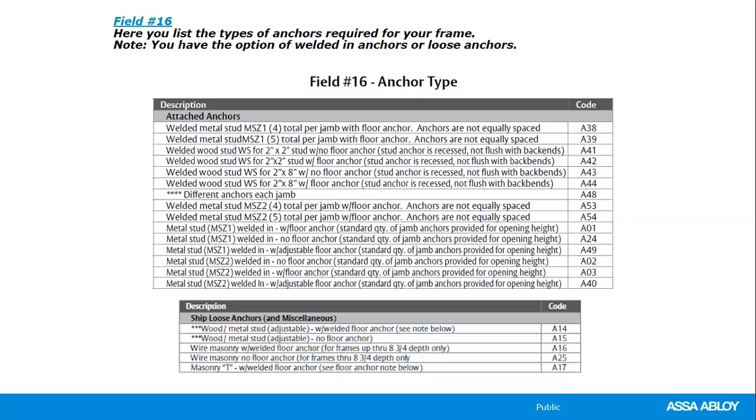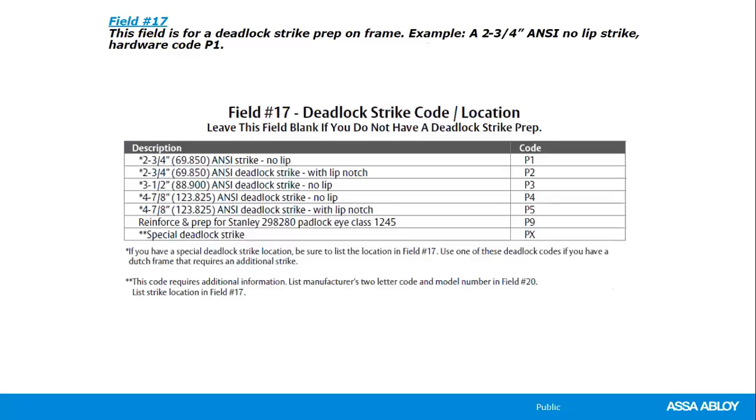Field number 16 gets into the various anchor types. We have it divided: your attached anchors are at the top and at the bottom of the page, and with a continuation on a couple pages, we have loose anchors. And I just gave you a little bit of a picture of it below there. So you have all various types of welded-in anchors and loose anchors that you can pick from. Again, if you're not really sure on the anchors, we have a lot of these pictures in our tech data that you can take a look at.